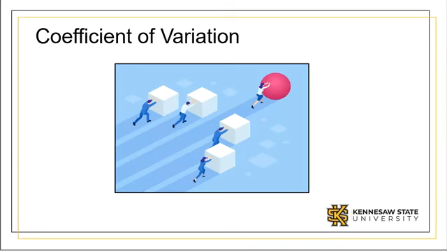The coefficient of variation equals the standard deviation divided by the mean and is expressed as a percentage. It is a measure of standard deviation relative to the mean. Coefficient of variation is of particular use in gauge R&R studies as a measure of quality assurance.